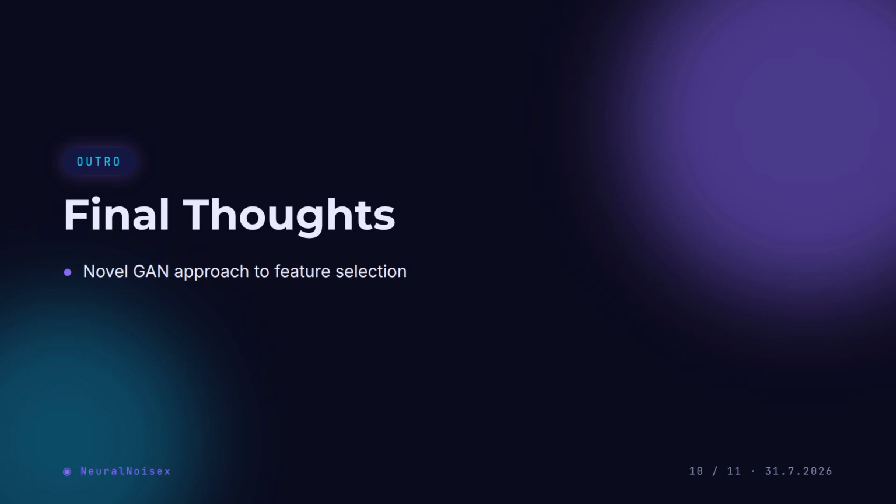Using adversarial learning dynamics for feature selection is genuinely novel, and the perturbation-based sensitivity analysis on the discriminator is a clever idea. It is early days and the community feedback about scalability and benchmarking is valid. But if you are working with high-dimensional data and want to try a GAN-based approach, the package is available now and the API is clean.